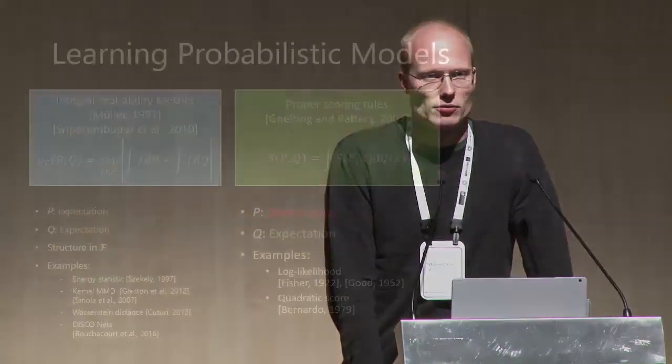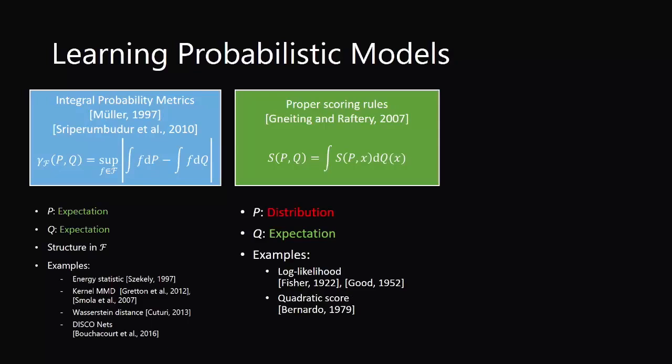A second class of methods that we use to estimate probabilistic models are so-called proper scoring rules. You may not have heard the term before, but you certainly have heard of the method of maximum likelihood. So maximum likelihood is one instance of a proper scoring rule. A proper scoring rule is a loss function for distributions. It's a function that takes as first argument a distribution, in this case P, and as second argument a realization, in this case from the true distribution, and then gives a score of how well this distribution fits that realization.